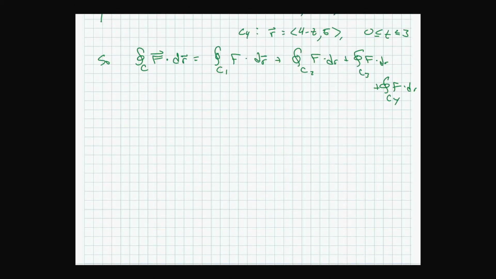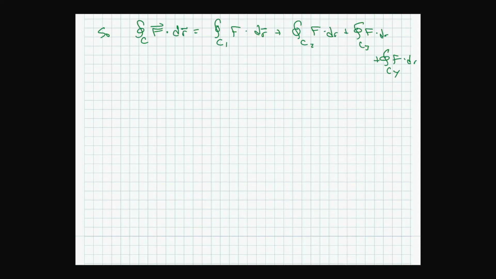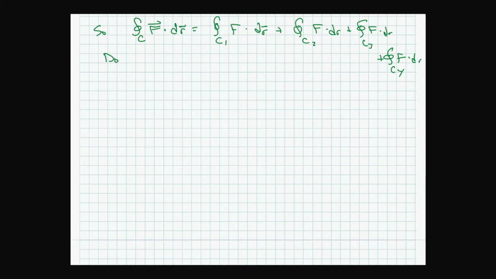Now you might think, oh wait, isn't that 0? And that's only 0 if you're looking at conservative vector fields. We have no reason to believe this is a conservative vector field at the moment. So let's do this actually. We'll do each of the 4 pieces, and we'll have to add the results. So let's start with the first one.